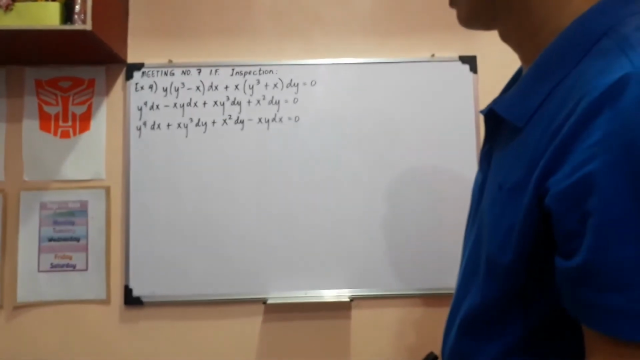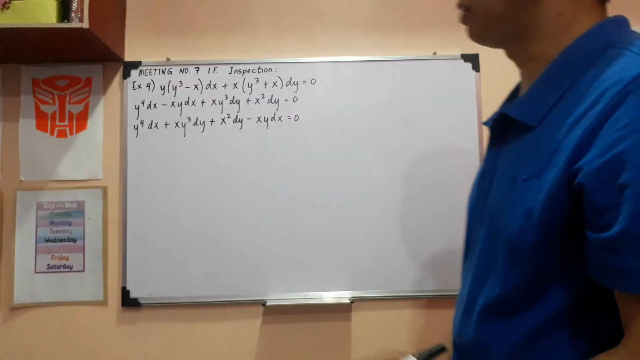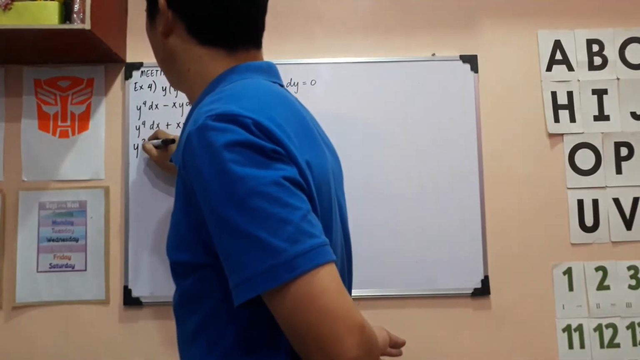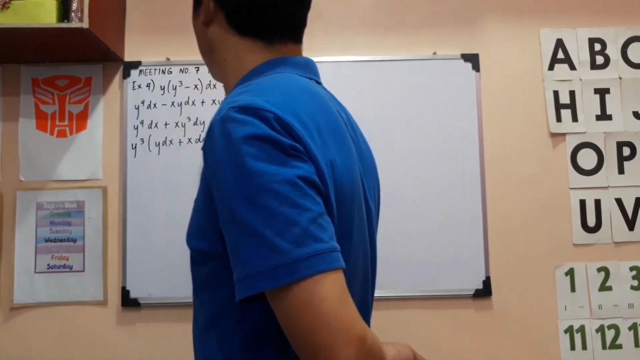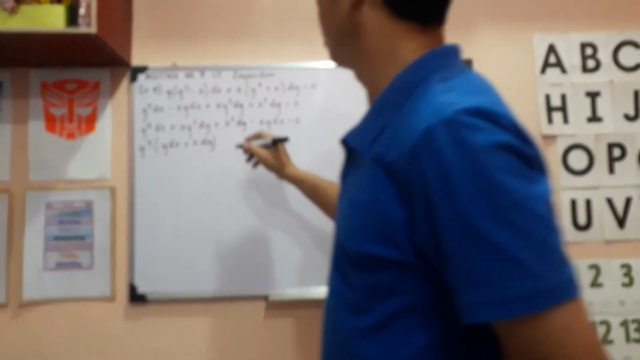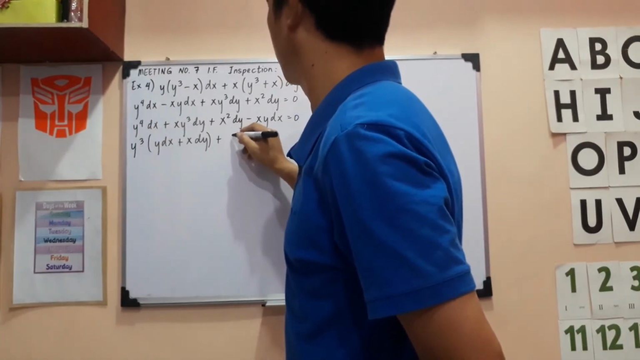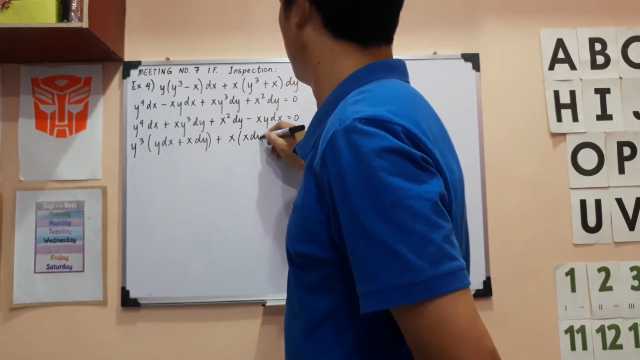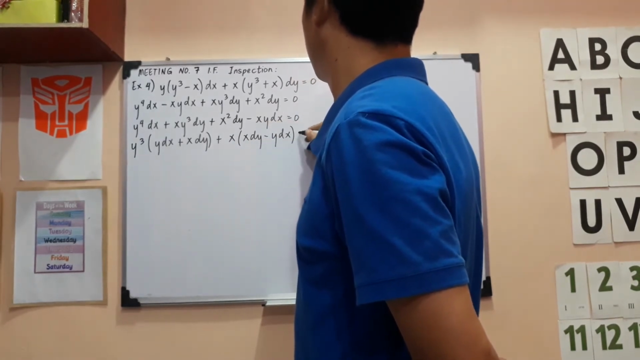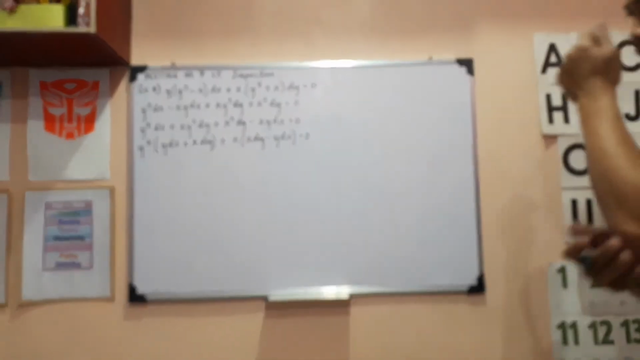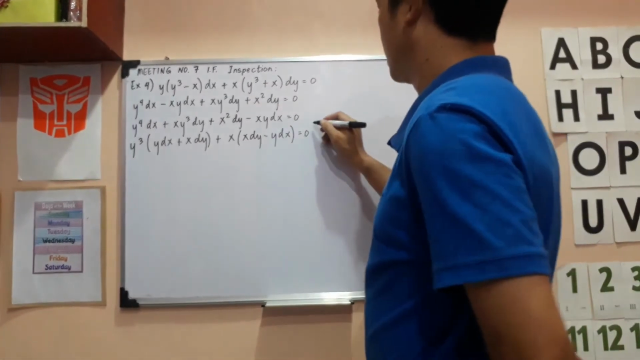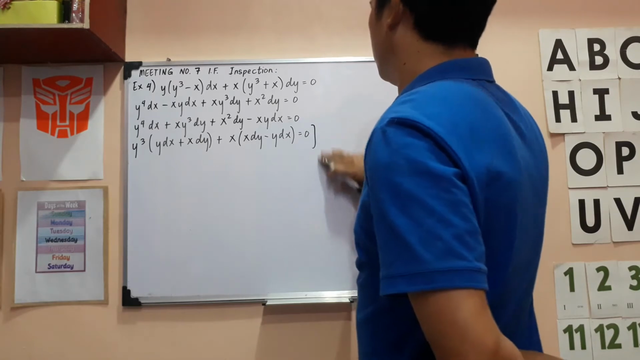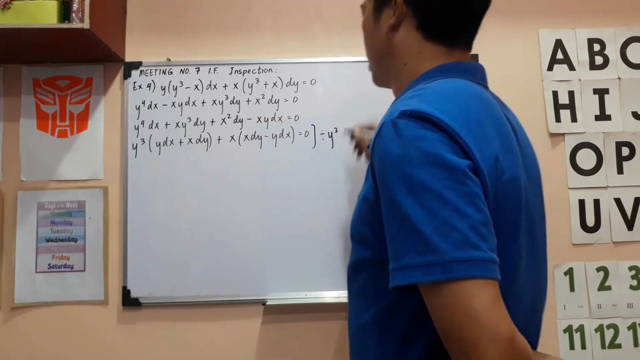Now, I will factor out y cube. So, I have now y dx plus x dy. Okay. And then, plus, I will factor out x, then x dy minus y dx is equal to 0. Ngayon, mag-iisip tayo, anong integrating factor niyan? So, pag dinivide natin ng y cube, okay? Bakit? Para maging ganito, oh.